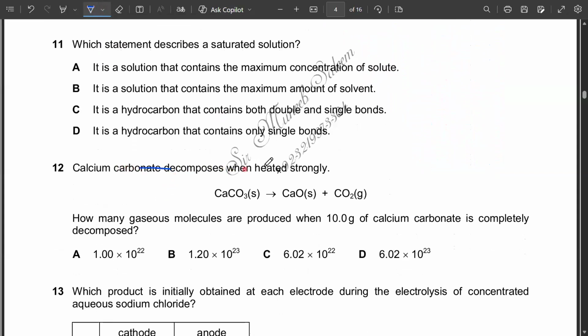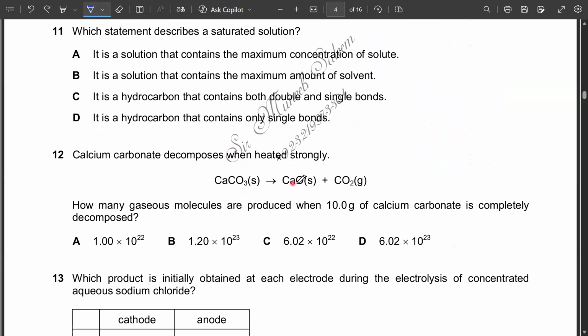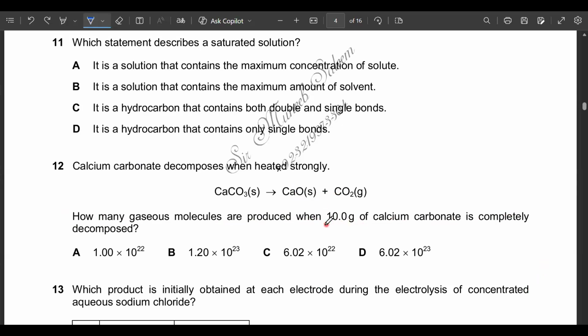Calcium carbonate decomposes when heated strongly. CaCO3 decomposes into calcium oxide plus carbon dioxide. How many gaseous molecules are produced when this much mass of calcium carbonate is completely decomposed? Now here we need to do some calculation because this question is related to stoichiometry.